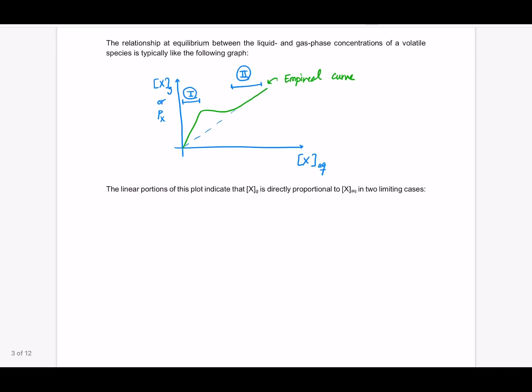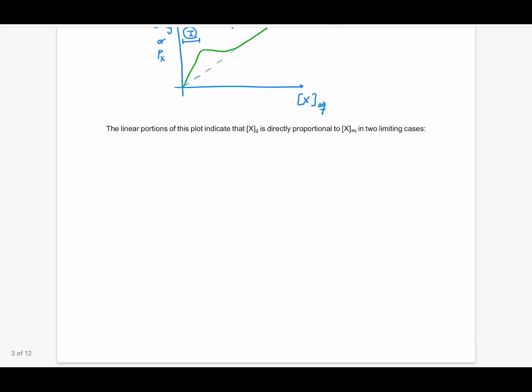So what it says is that the difference between this region and this region is basically the concentration of that species in the liquid phase. So here the concentration is very small. It seems there's a tiny amount of acid in this bottle. But here it seems most of the bottle is that acid specifically. So to be more descriptive, we have two linear regions.